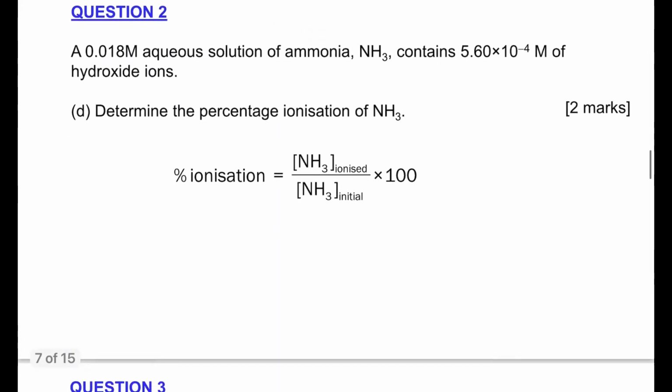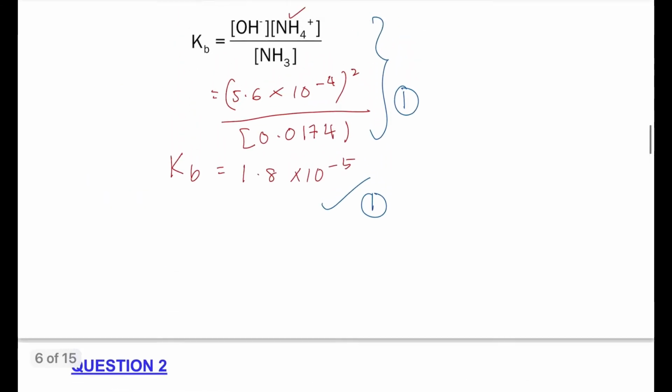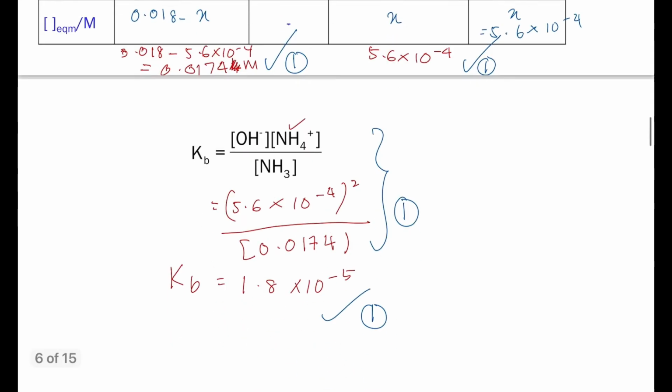Next, we proceed with determining the percentage of ammonia, the percentage ionization. As we know, the formula of percentage ionization is the concentration of ammonia that dissociates or ionizes over the initial concentration of ammonia. Now, the change of the dissociation is referring to the value of the change here, x. So the x is 5.6 exponent negative 4.